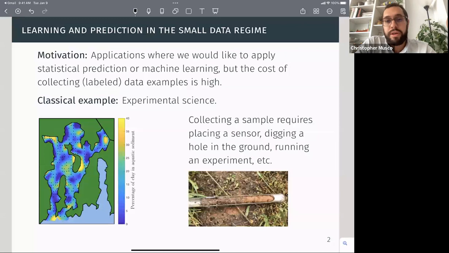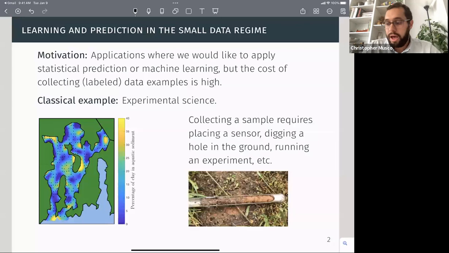So the first example you might think of is, say, experimental science. On the picture on the left, I have a plot that's showing the density of clay in soils in Ocean Bay. How do you figure out the density of clay in different areas of the bay? You literally have to dig holes or send a core down from a boat to measure the soil, have someone look at it, determine a number, and then move on to the next location. So in this domain, we might hope to predict clay density in different areas, but collecting data or labeled data is extremely expensive.